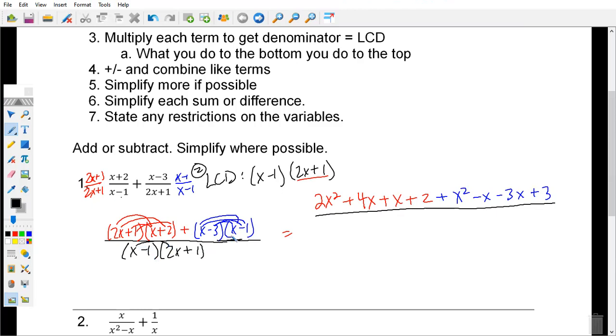So we have x times 2x, we have x times 1, negative 1 times 2x, and then negative 1 times 1, which is negative 1. So we've now completed step 3. We've multiplied everything out. Step 4 says we're going to do what?